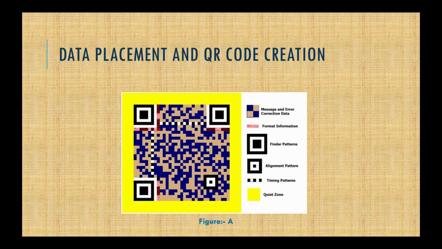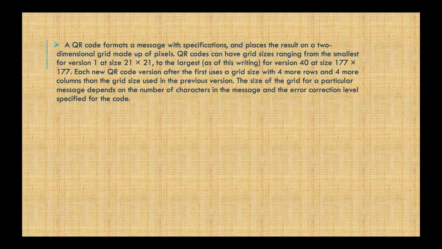They are message and error correction data, format information, finder patterns, alignment pattern, timing patterns, quiet zone. A QR code formats a message with specifications and places the result on a two-dimensional grid made up of pixels.